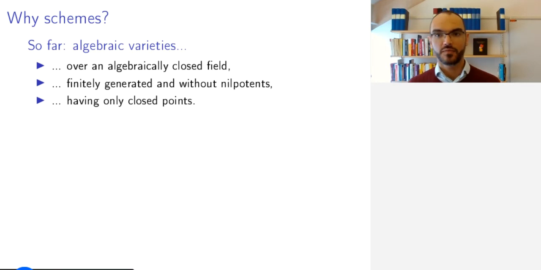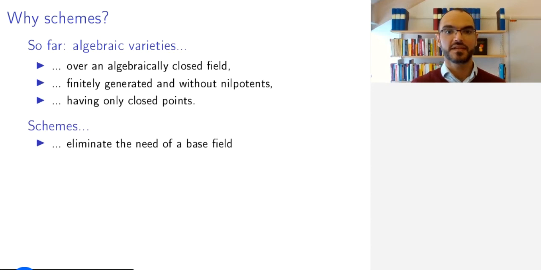And thirdly, we have only looked at such varieties that have closed points. So in the Zariski topology on varieties, points are closed. So all points are somehow created equal in this notion, and that is a bit restrictive.